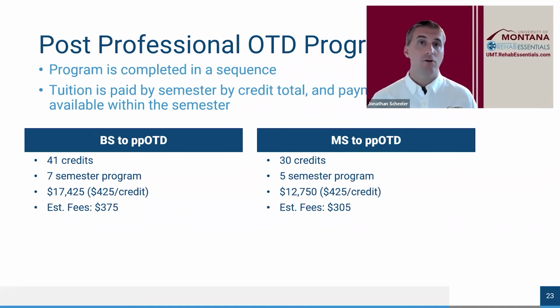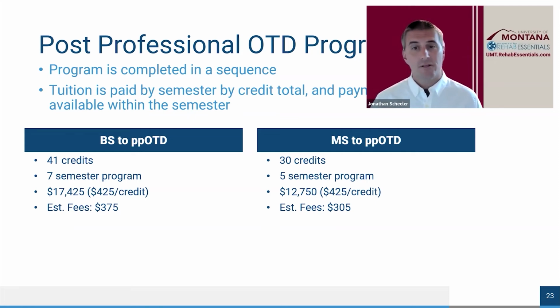It's based upon your occupational therapy degree. So if you have a bachelor's in occupational therapy, it's 41 credits, 7 semesters. Again, simple math here, 41 times 425 comes out to be $17,425. Those estimated fees there, the federal government requires an online degree curriculum to provide a third-party proctoring service. That's what those fees are. They run roughly about $35 per semester.